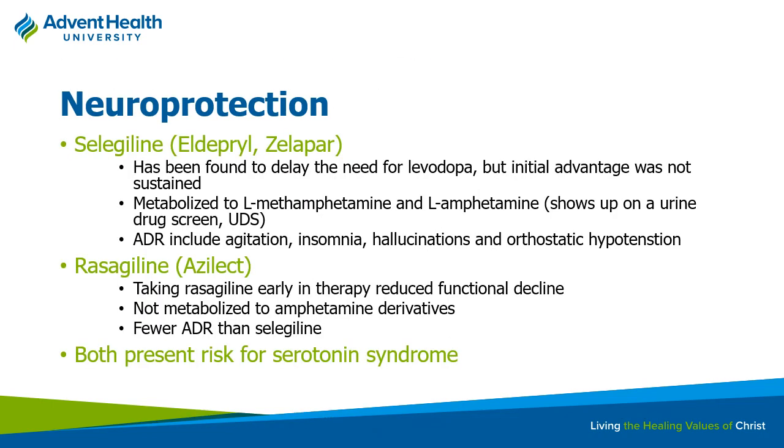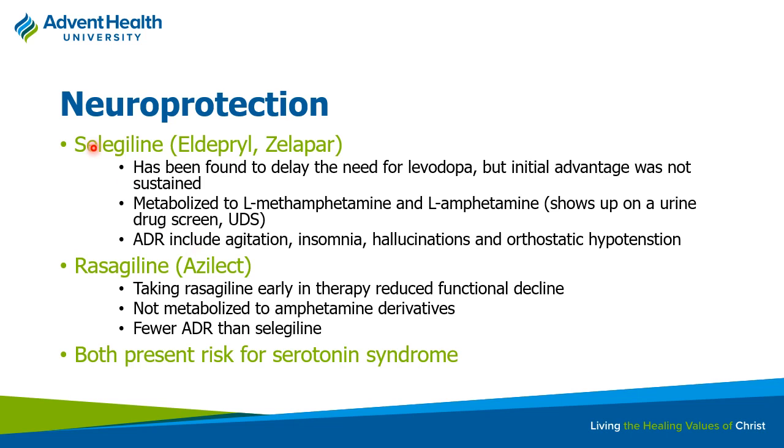So a couple of different agents we have here. We have things like selegiline and rasagiline. Both of these are available as monoamine oxidase B inhibitors. Again, they have been found to delay the need for levodopa in some of the smaller studies they've done there. But again, eventually it will lose efficacy. As we're going to find with all these agents here, they eventually will lose efficacy.